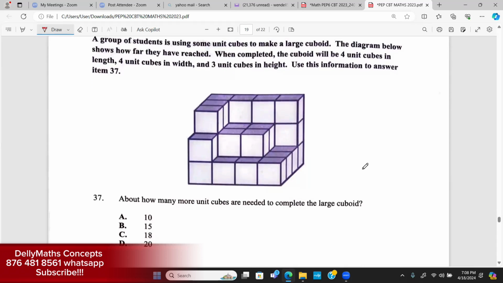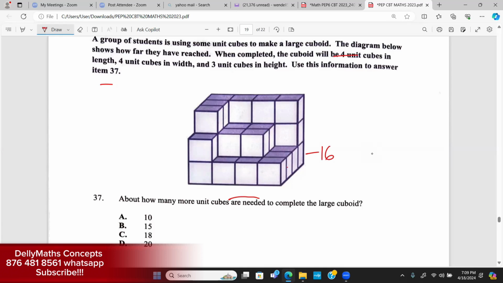In this one, it says how many more unit cubes are needed to complete the large cuboid. So in other words, you could see that some were missing, and you want to know how many more. So the context is how many more are needed. Let us look here. We have 16 at the bottom because it's a 4 by 4. We have 4 by 4 for the base. We have all 16 at the bottom.